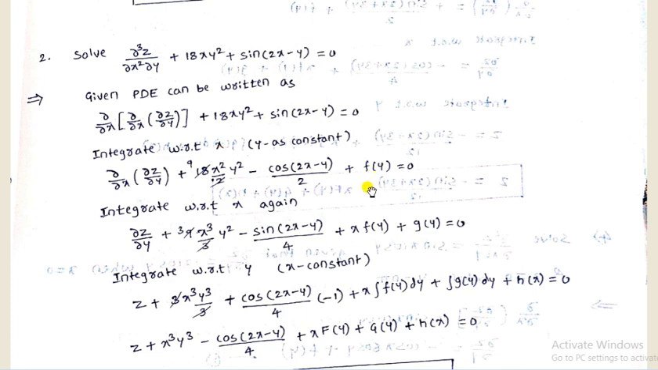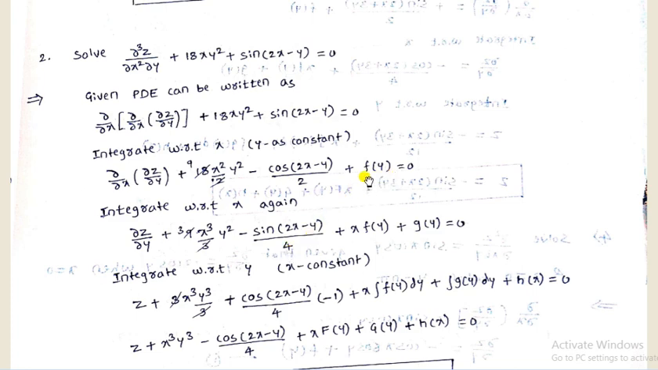So which gives the first integration, then again integrate with respect to x, and once again eliminate this del by del x here. So the remaining term is del z by del y. Integration of x square becomes x cube by 3. So 3 and 9 cancel out. Then integration of cos becomes sine of (2x minus y), and 2x gives again 2. So 2 into 2 is 4.